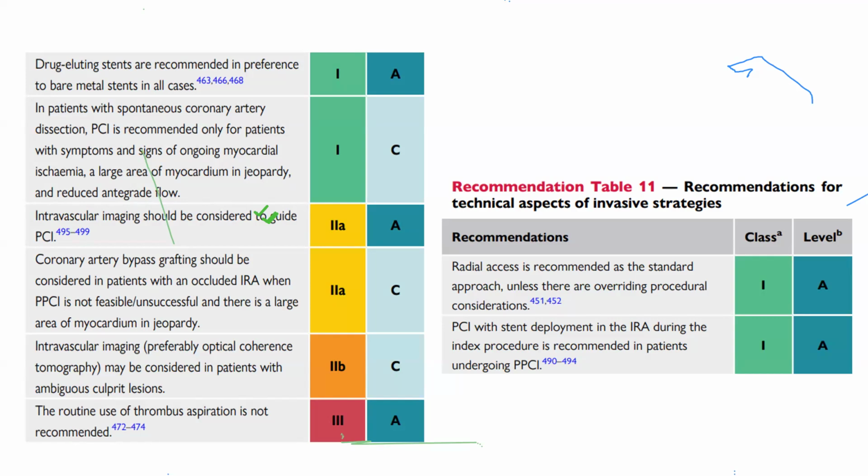Then intravascular imaging, preferably OCT, may be considered in patients with ambiguous culprit lesions, which we mentioned earlier, and the routine use of thrombus aspiration is not recommended. It's a class 3. Then with respect to the technical aspects, the radial access is recommended unless there are overriding procedural considerations. PCI with stent deployment in the infarct-related artery during the index procedure is recommended in patients undergoing PCI.